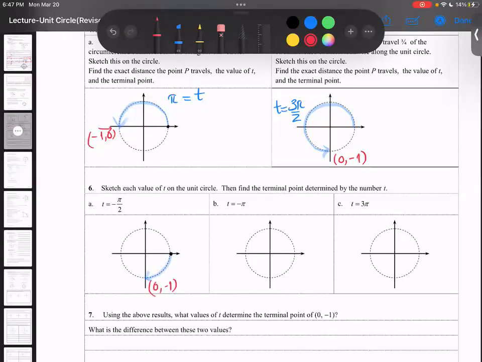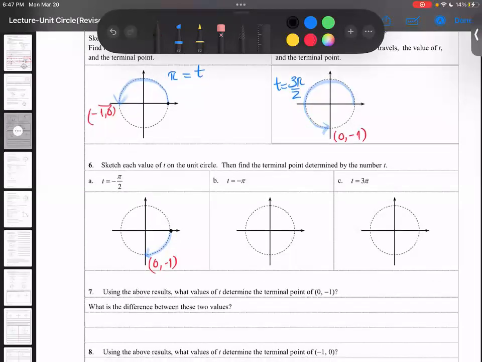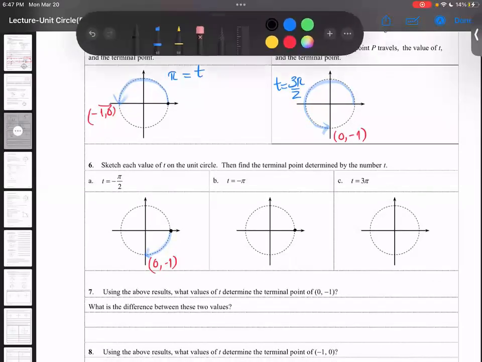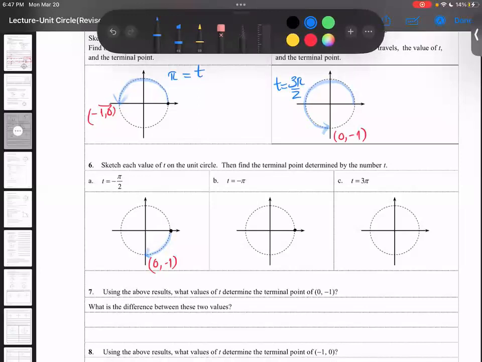What about t equals negative pi? Same thing. You start on the x-axis and go clockwise because t is negative. This time we go negative pi. And the point right there will be (-1, 0).